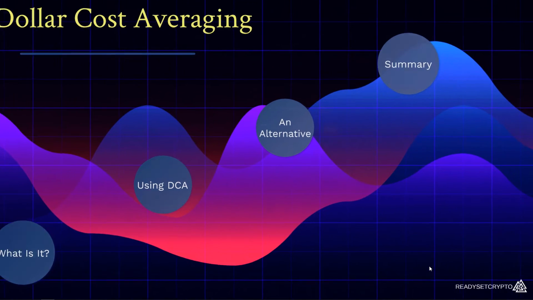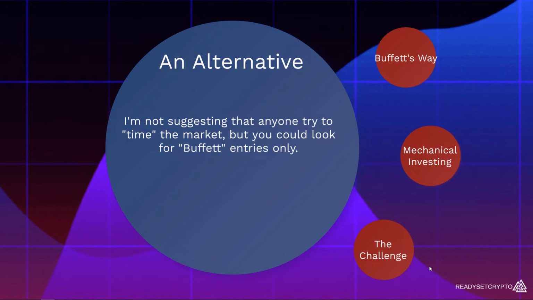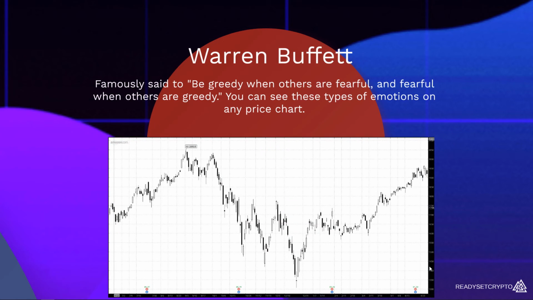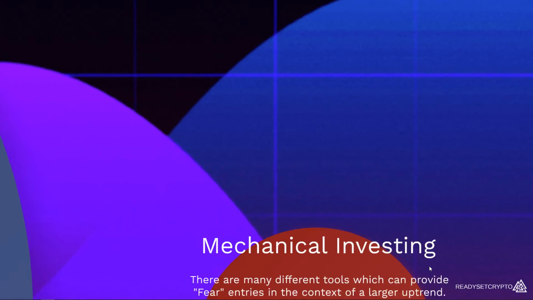But there is an alternative. I'm not suggesting that anyone try to time the market. We've all heard people say, don't try to time the market or anything like that. I'm not suggesting that, but you could look to enter for Buffett entries only. Now, Warren Buffett famously said, be greedy when others are fearful, and fearful when others are greedy. You can see these types of emotions on any price chart where people are greedy and people are fearful.